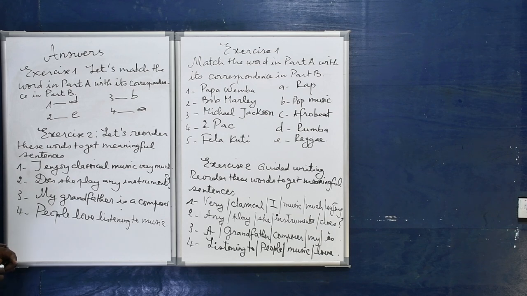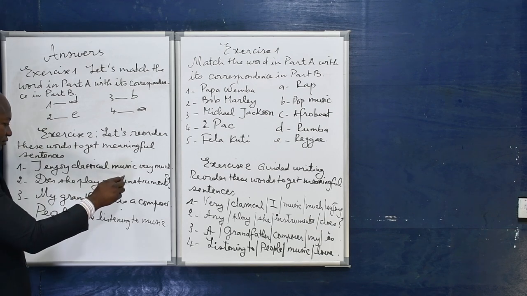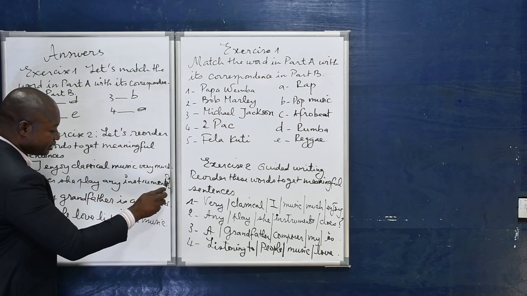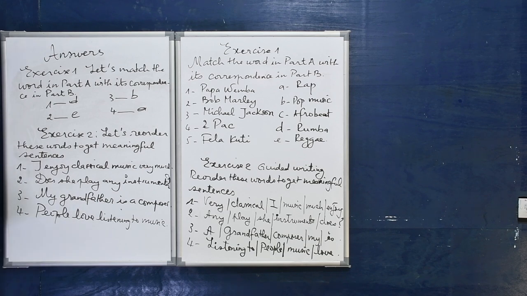Okay, what about the second question? The second question is, we say, does she play any instruments? Okay, to deal with this sentence, we need the structure of interrogative sentences, c'est-à-dire la structure ou la construction des phrases interrogatives. Here, the tense given is the simple present. Ici, nous avons donc le présent simple ou le présent de l'indicatif.